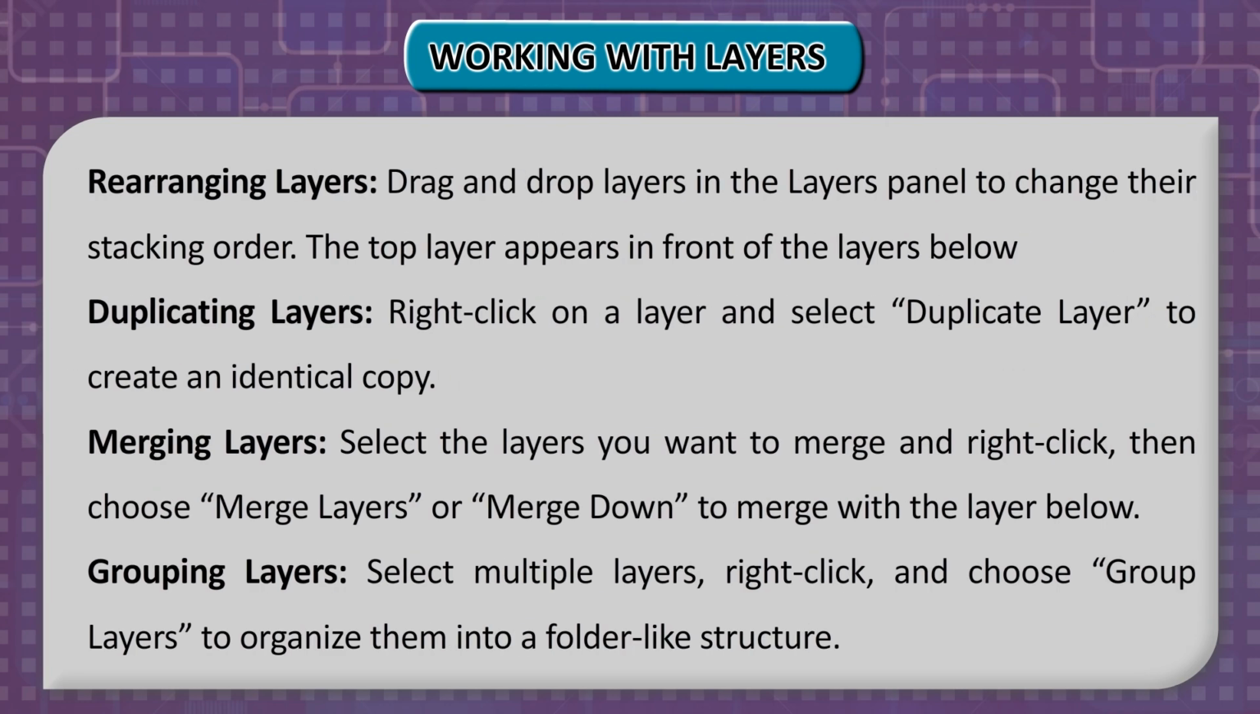Rearranging layers. Drag and drop layers in the Layers panel to change their stacking order. The top layer appears in front of the layers below. Duplicating layers. Right-click on a layer and select Duplicate Layer to create an identical copy. Merging layers. Select the layers you want to merge and right-click, then choose Merge Layers, or Merge Down to merge with the layer below. Grouping layers. Select multiple layers, right-click, and choose Group Layers to organize them into a folder-like structure.